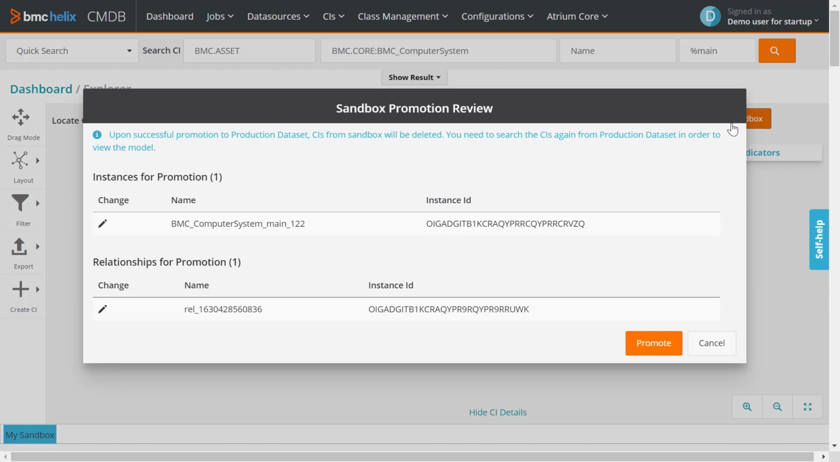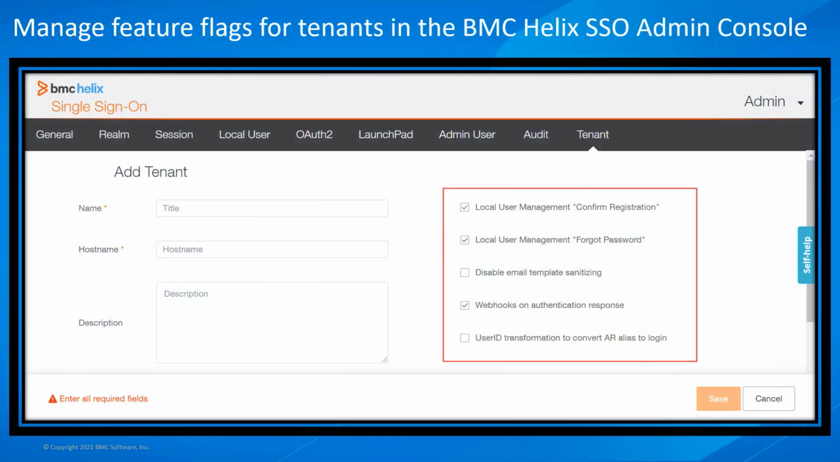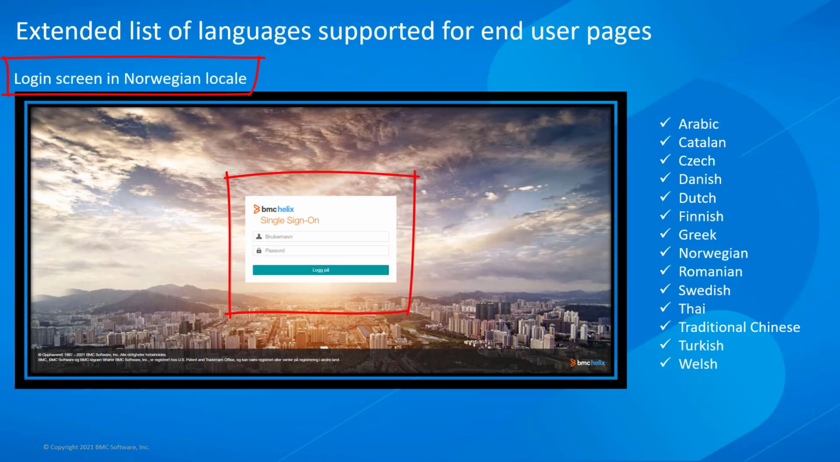In BMC Helix SSO, manually enable or disable features within one tenant by using the BMC Helix SSO admin console. The changes are applied automatically without restarting the BMC Helix SSO server. BMC Helix SSO now supports 14 new languages.